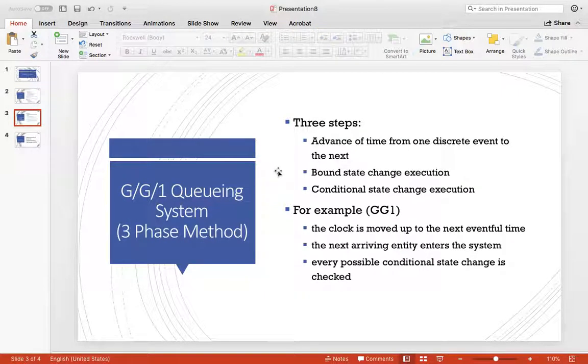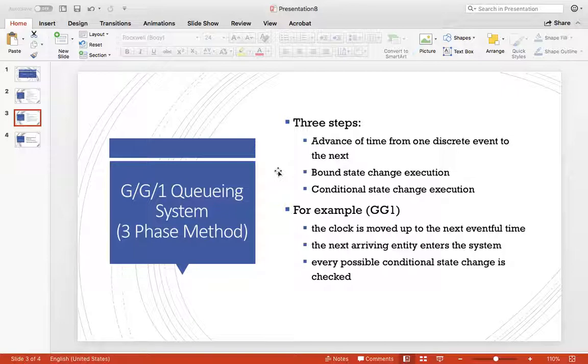And one of the ways that a queuing system can work is as a GG1 queuing system, which is basically a three-phase method. How this works, there are three ABC steps. First, there is the advance of time from one discrete event to the next. So as I said before, customers arriving 7 minutes after opening, and there's a customer in front of them that arrived 5 minutes before. We don't necessarily care about the 6th minute while the service is going on, so we simply have the events at 5 minutes and 7 minutes where they both arrive, assuming that they are not serviced very quickly. And then we have a bound state change execution.